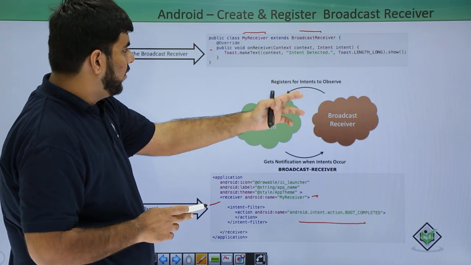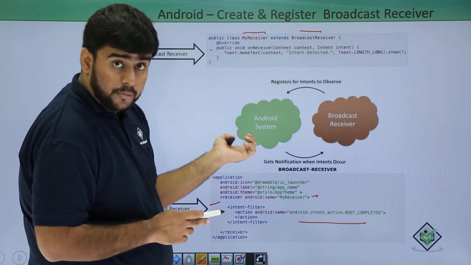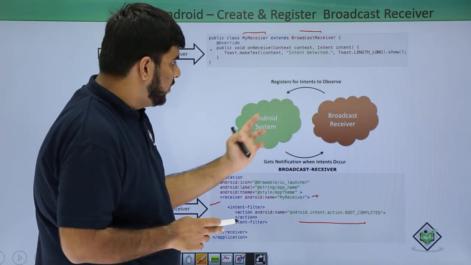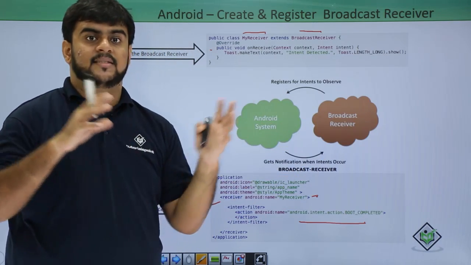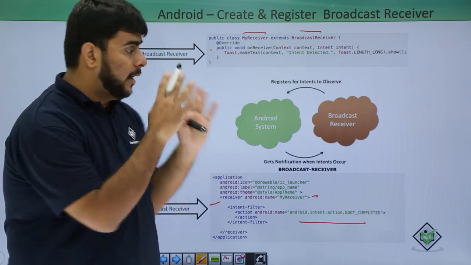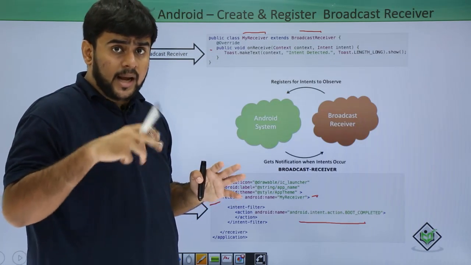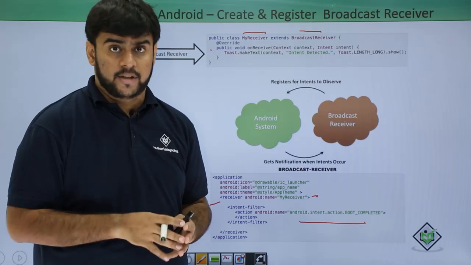It registers basically for the system to observe something, and if the incident has occurred, the system notifies the broadcast receiver that yes, this thing has occurred. It helps you to detect a particular system state and perform an action based on that state.